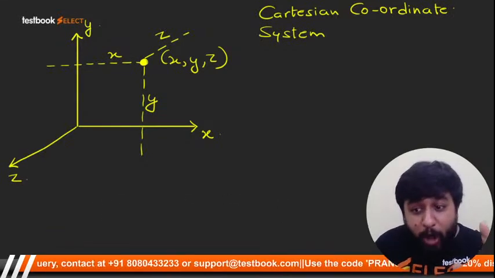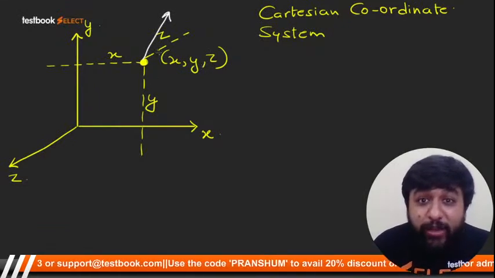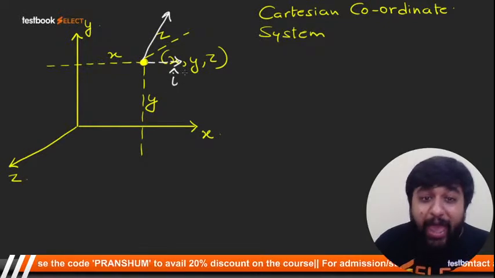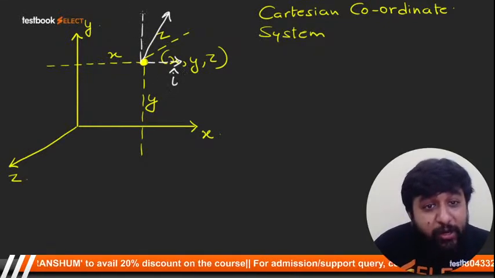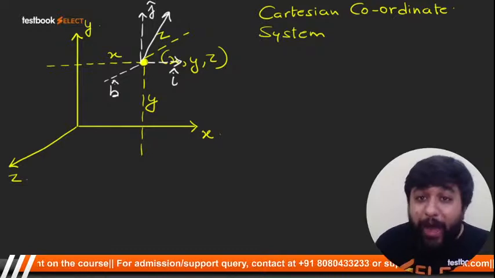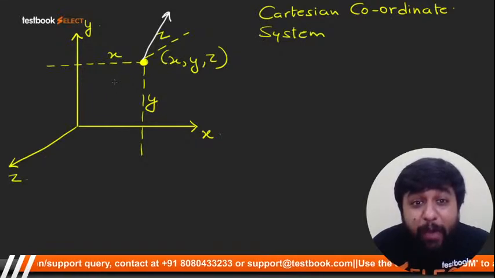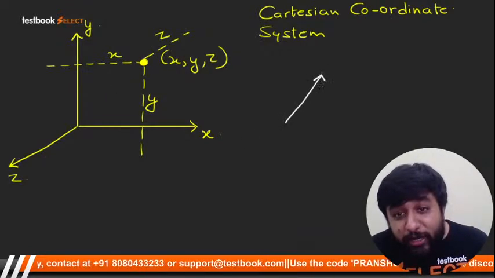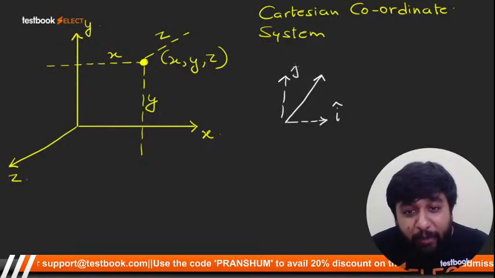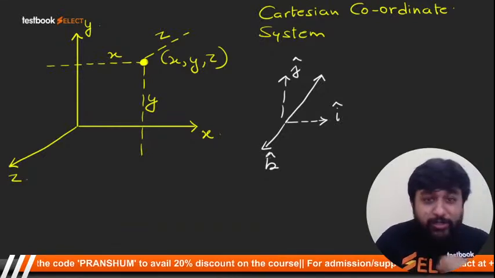Okay? Now at the point, if there is any vector, then in Cartesian coordinate system, this vector will have three components. One will be parallel to x direction, which we will denote by i cap. One will be parallel to y direction, which we will denote by j cap. And one will be parallel to z direction, which we will denote by k cap. So in Cartesian coordinate system, what are the principal vectors? i cap, j cap, and k cap. In Cartesian coordinate, the principal directions are i cap, j cap, and k cap. And any vector is resolved like this. This is your Cartesian coordinate system.